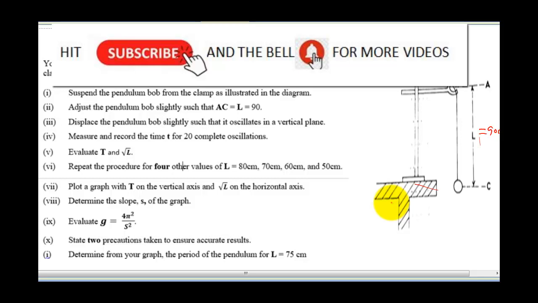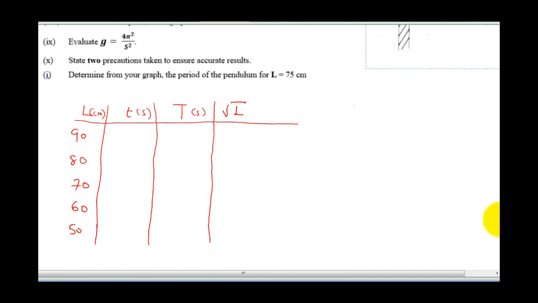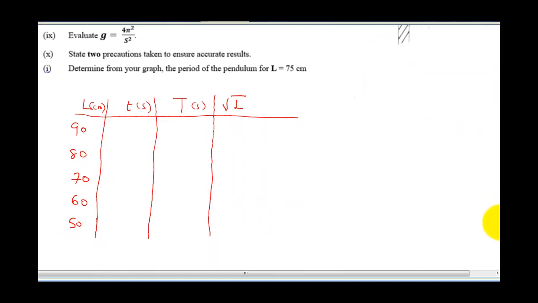Then evaluate t and square root of L. Repeat the procedures for other values of L: 80, 70, 60, and 50, and plot a graph with t on the vertical axis and square root of L on the horizontal axis. Now, down to our table of values. Remember, it asks us to perform this for 90, 80, 70, 60, and 50. Now this is our time.